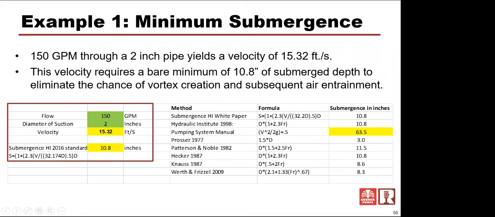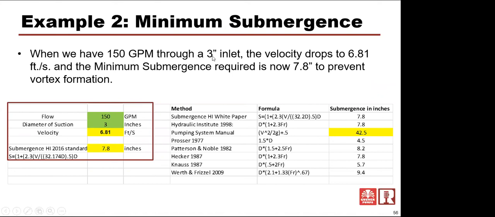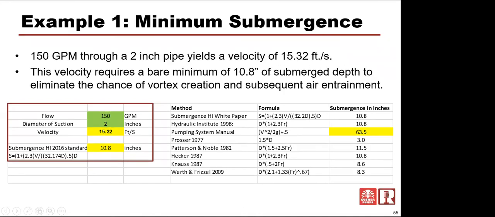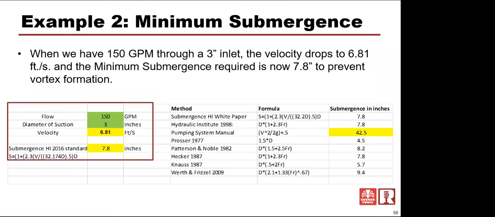If we look at the next page, I've done the same thing now, but I've done a 3-inch inlet. The velocity drops to 6.81 feet per second of that flow because of the larger pipe size. And the minimum submergence now is only 7.8 inches as opposed to 10.8 inches. So we've reduced the minimum submergence by 3 inches, which would mean that the water liquid level could be 3 inches lower and still not create that vortex of air coming down into a pump. If we went to a 4-inch, it would be even lower. There is some diminishing returns where you can't get much lower.